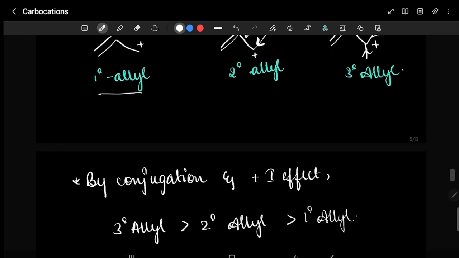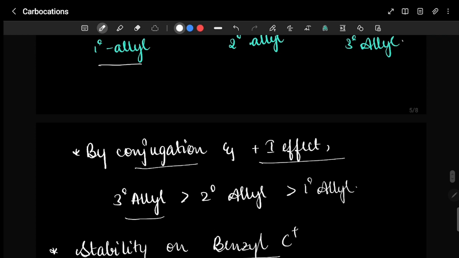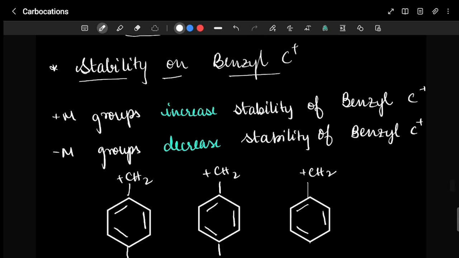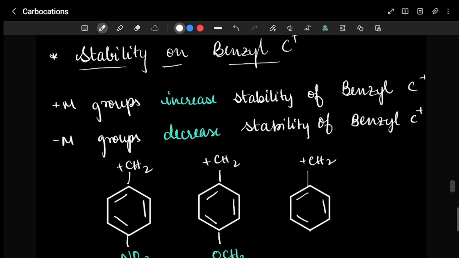So what will be the order you are getting? By conjugation and plus I effect, 3 degree allyl carbocation is more stable than 2 degree allyl carbocation, which is more stable than 1 degree allyl carbocation. So it is based on allyl groups. Now in benzyl carbocation only, what if you add some other groups to the benzene ring? Like nitrobenzene, you have this OCH3 group and you have normal benzene. How do you see?